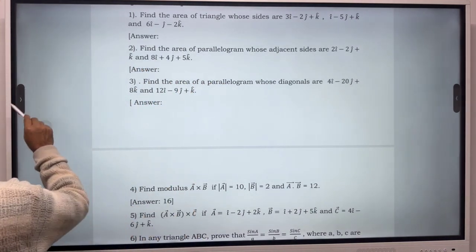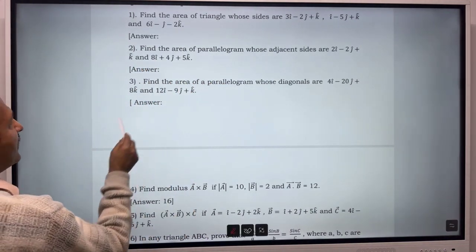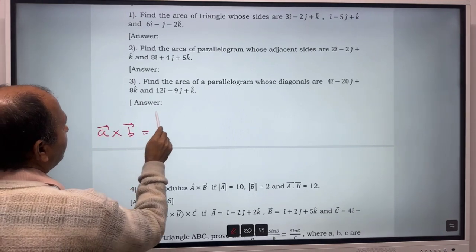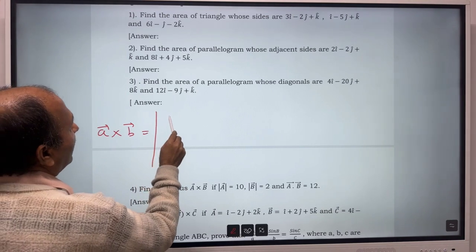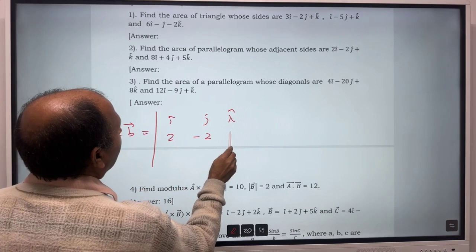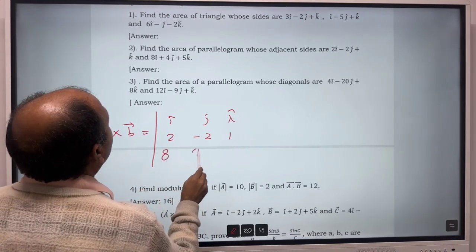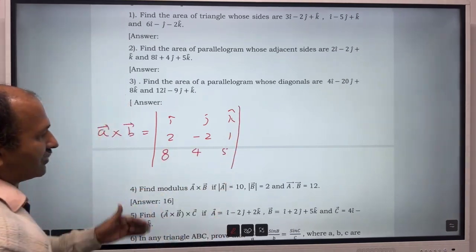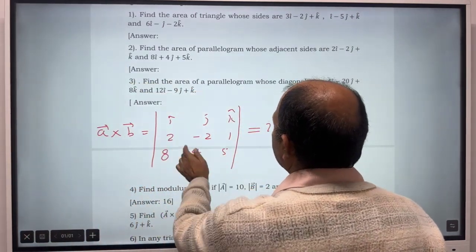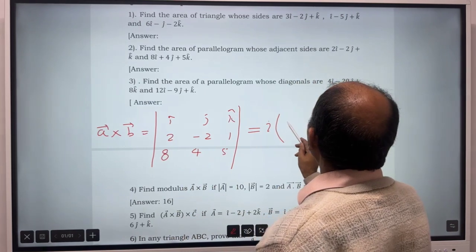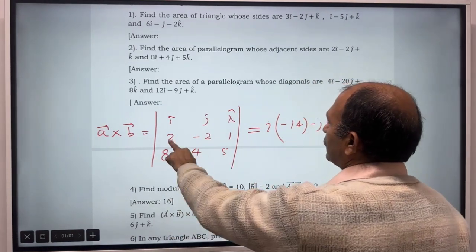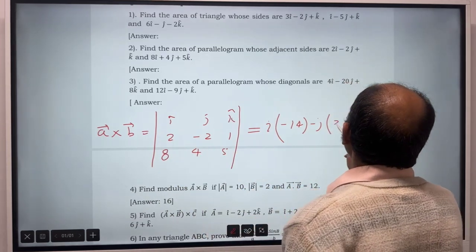Again the same thing is to be done. As I told you, suppose adjacent sides are A and B, so find A cross B. Put the values like i cap, j cap, k cap, then write 2, minus 2, 1, 8, 4, 5, then evaluate it. Evaluation you know very well: you will leave this and this, so minus 10 minus 4, so minus 14, then minus j times, leave this and this, so 2 times 5 is 10, 10 minus 8 is 2.